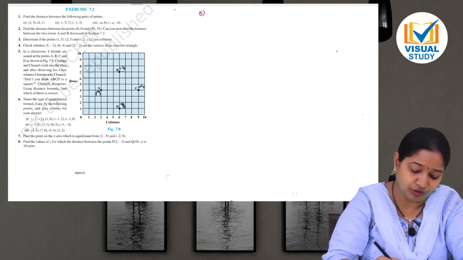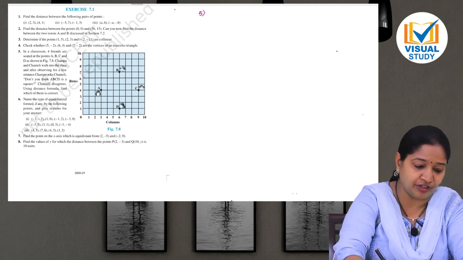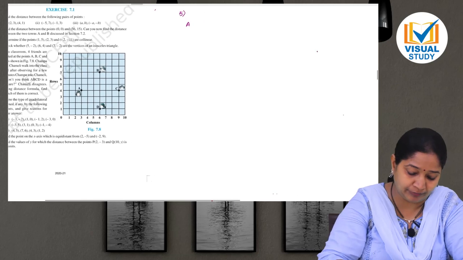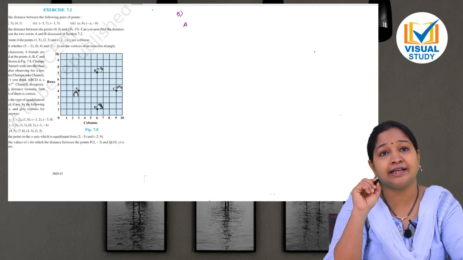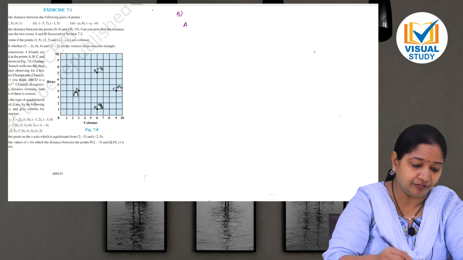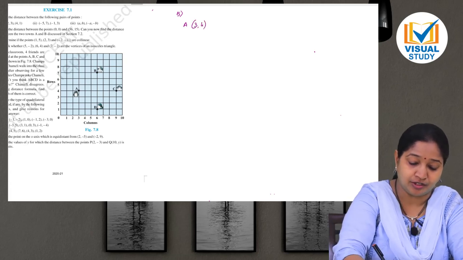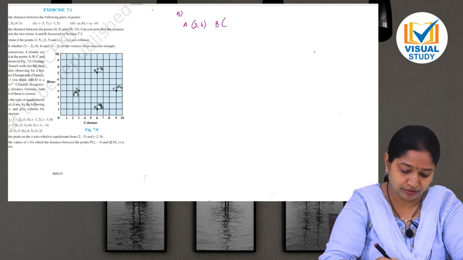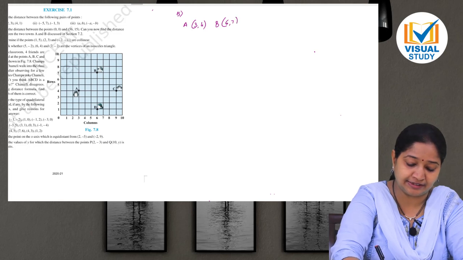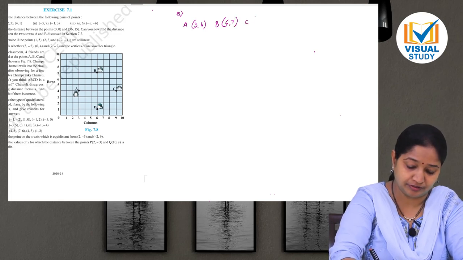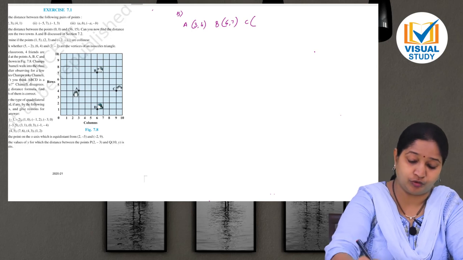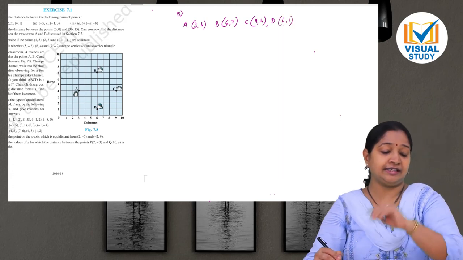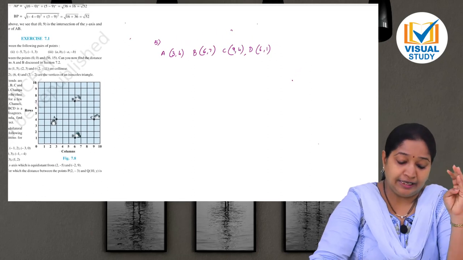What is our A point? First of all, we have to write our A point. Always we write X and then Y. A is 3 and 4. What is our B point? B is 6 and 7. What is our C point? 9 and 4. What is our D point? D is 6 and 1.